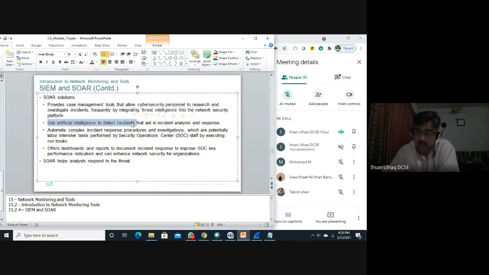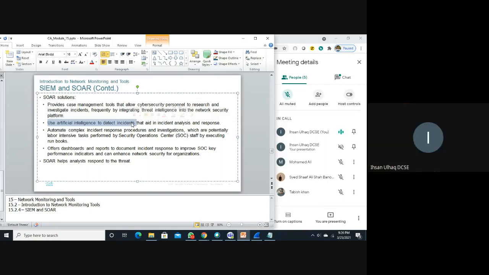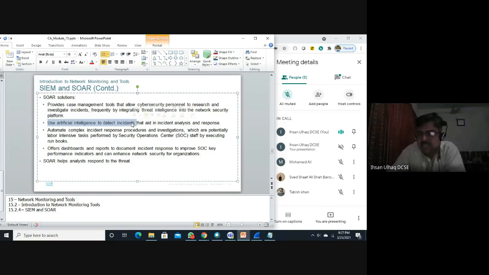And how will it respond? Because it has the intelligence. What type of intelligence? Artificial intelligence. I hope you understand about the AI. Okay. So it automates complex incident response procedures and investigations, which are potentially labor-intensive tasks performed by the SOC staff, by executing run books. What do you mean by a run book, gentlemen? A run book may be an e-book or a physical book where the procedures are written, which are used to respond to any incidents, and is also called a playbook.